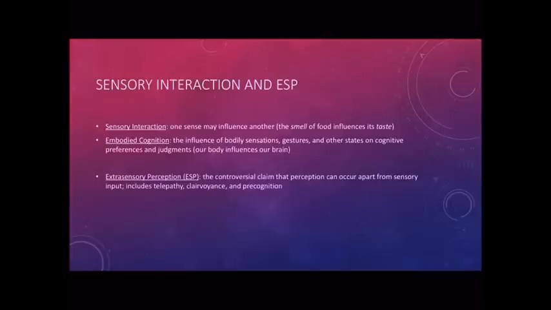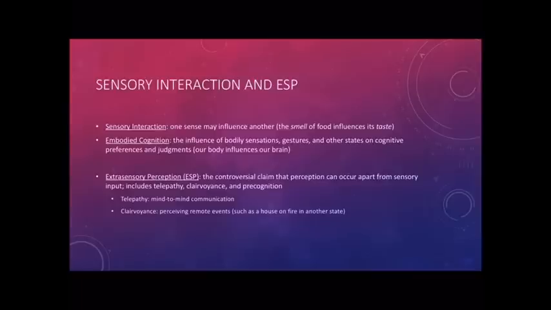Okay. And then we have this idea of extrasensory perception, ESP. This is a controversial claim that you can have perception without any sensation, without any sensory input. So this includes three components: telepathy, clairvoyance, and precognition. Telepathy is mind-to-mind communication. So if I am thinking of something in my head, telepathy is the idea that I can take that thought from my head and put it in your head, and then you can tell me what I'm thinking. So mind-to-mind communication.